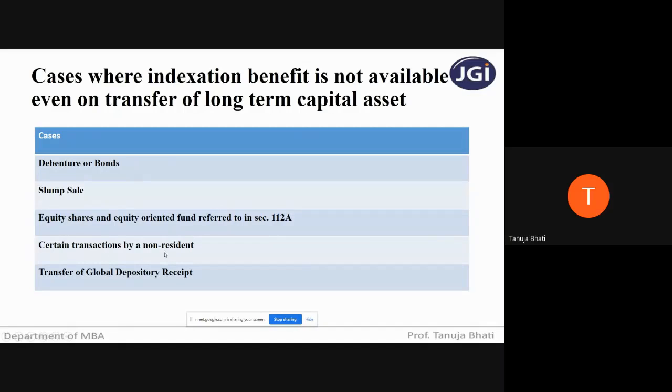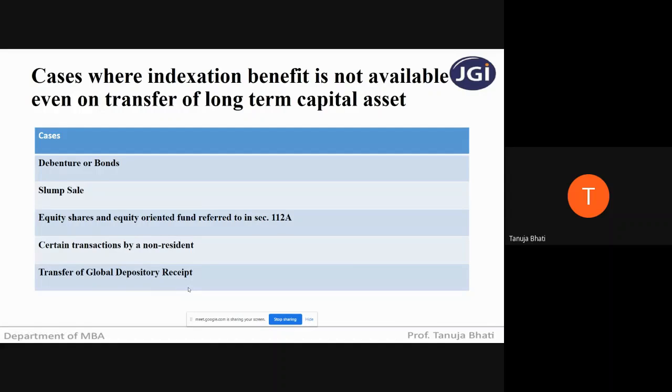Next, certain transactions by a non-resident. In the case of a non-resident, whatever capital gain arises on the transfer of shares or debentures of an Indian company acquired in foreign currency, even if it falls as long term, you must not give the indexation benefit.